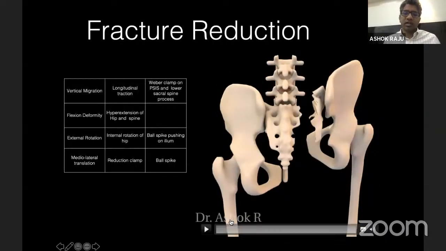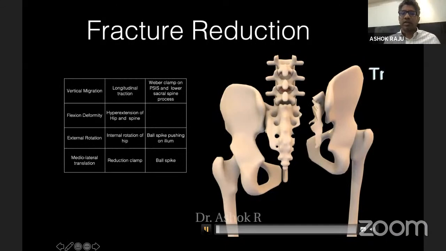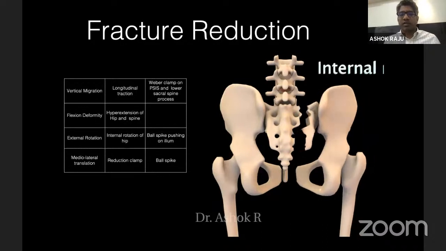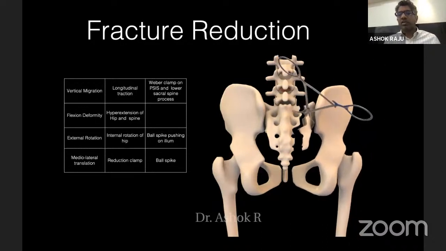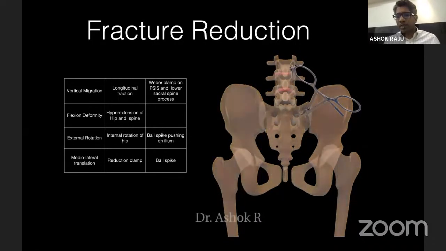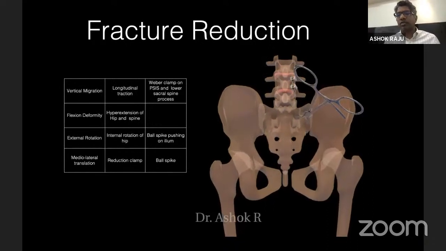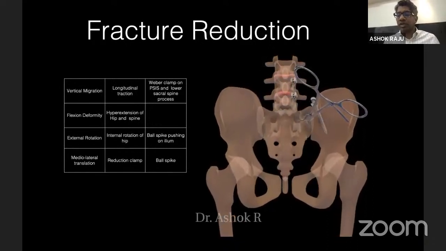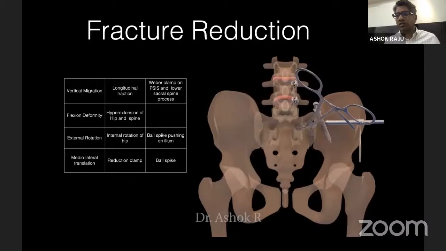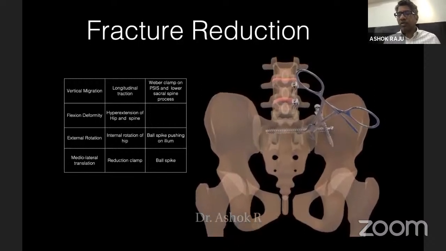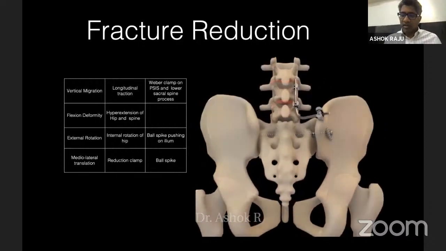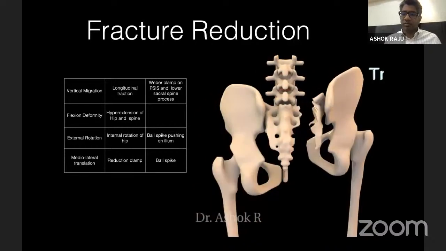So your reduction technique should be: your vertical migration is corrected by traction, your flexion is corrected by hyperextension of pelvis and hip, your external rotation is corrected by internally rotating the hip, and your mediolateral translation is corrected by either a ball spike or a reduction clamp. Once you have achieved a reduction, that is when you put your pedicle screws, then you can put your ilial screws, but don't connect them. You have to do an iliosacral screw fixation through an SI screw as described, and then you connect your pedicle screws with your ilial screws. That is how your reduction and fixation should be.